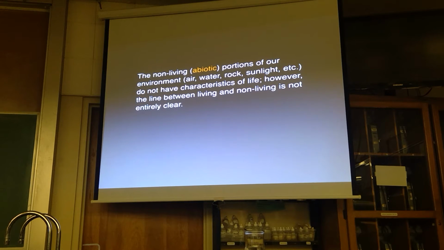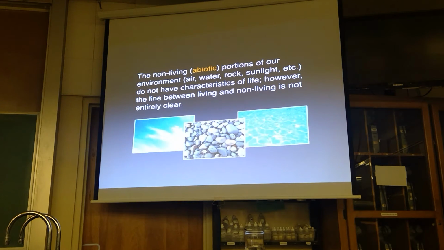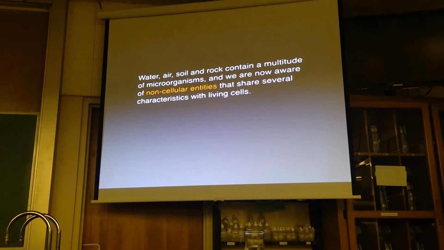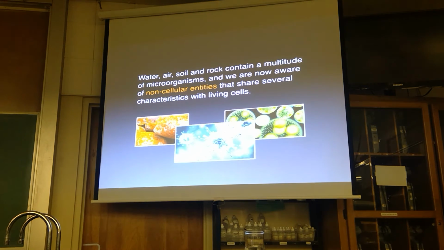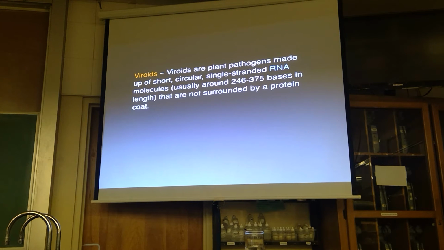The abiotic portion of the environment, abiotic is without life. Certain things we recognize, so air, water, rocks, sunlight, they don't have any of the characteristics of life. But entities that are non-cellular but still have some of those characteristics, viruses, viroids, prions, they're kind of in a gray area. And it can be argued either way. Are they alive or are they not? They're somewhere in between. So what are these things?